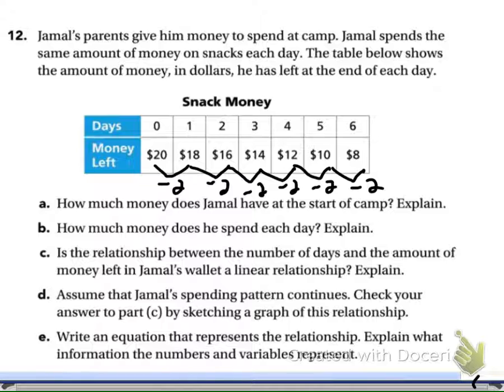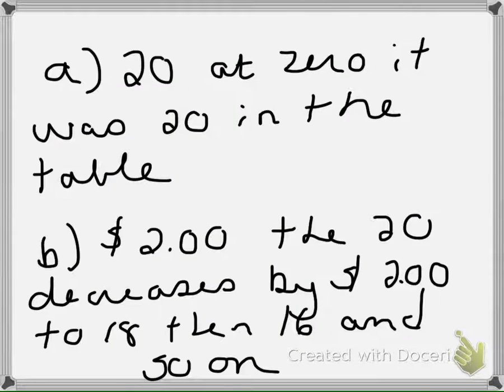Then the second question says, how much money does he spend every day? And if you look at the table, he started with $20, and then he had $18 and $16 and $14 and so on. He was subtracting 2 from the 20 every day. So 20 minus 2 is 18, minus 2 is 16, minus 2 is 14, and so on. That means that he spent $2 every day.